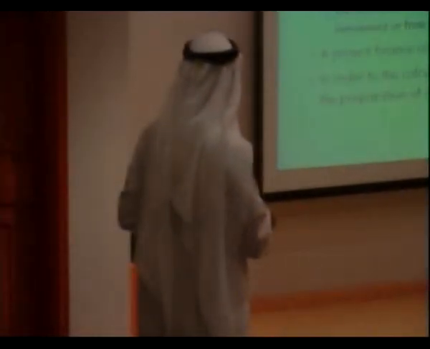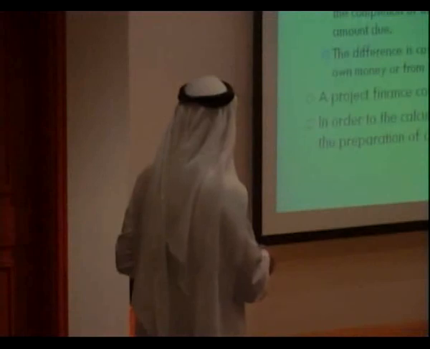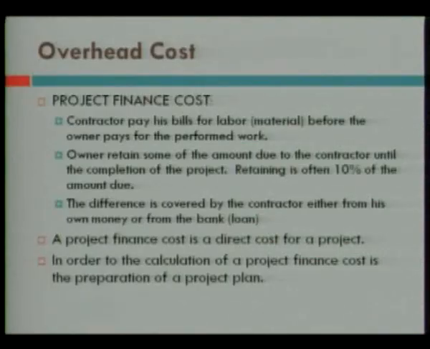Okay? And you look at this, the contractor pays bills for labor and material before the owner pays for the performed work. The owner retains, like what I said, some of the amount due to the contractor until the completion of the project. The difference is covered by the contractor either from his own money or from a bank. A project finance cost is a direct cost for a project.